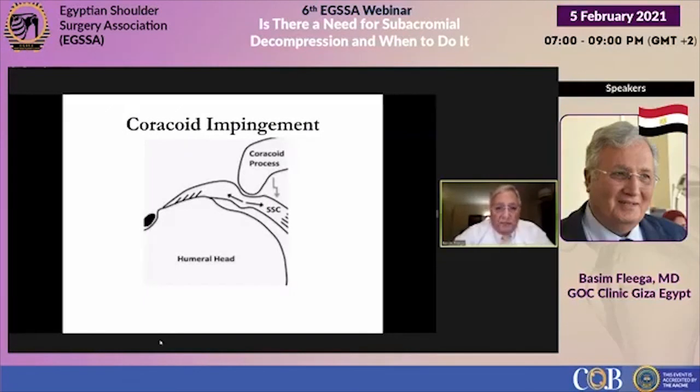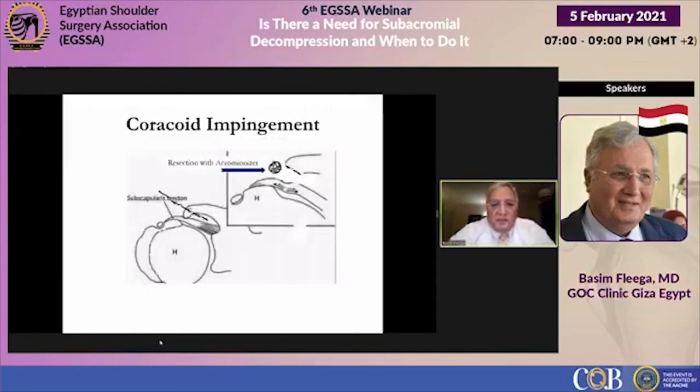Also, coracoid impingement can cause failure of subacromial decompression or treatment of impingement, because it can also cause inflammation in the subscapularis and then an impingement-like complaint. Here also, we do an arthroscopic resection of the prominence of the coracoid process.